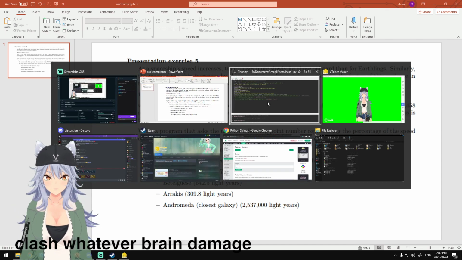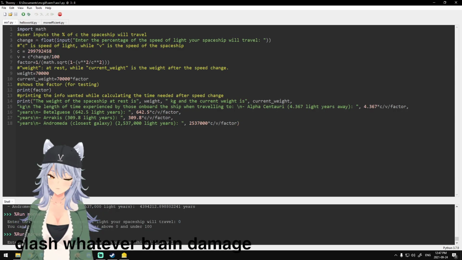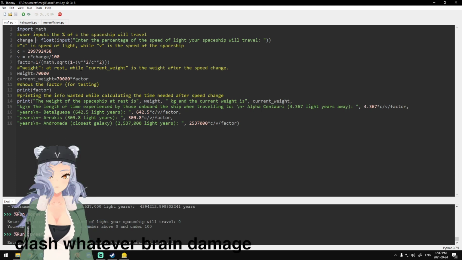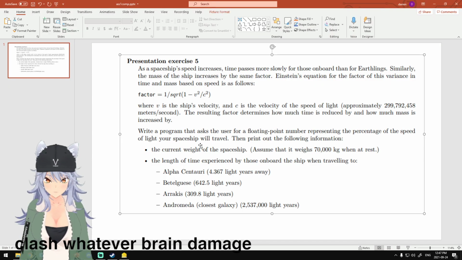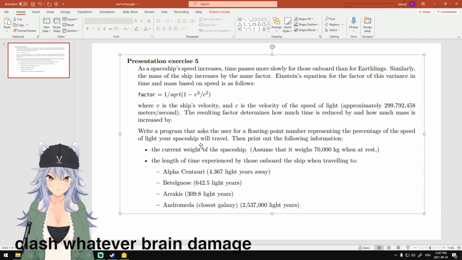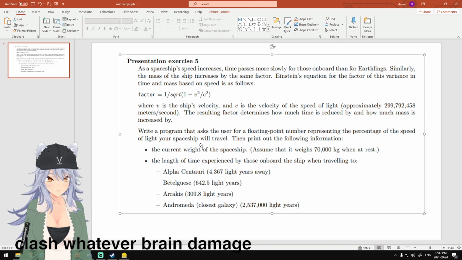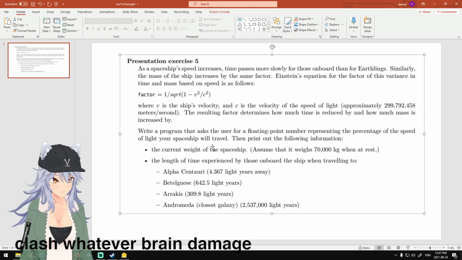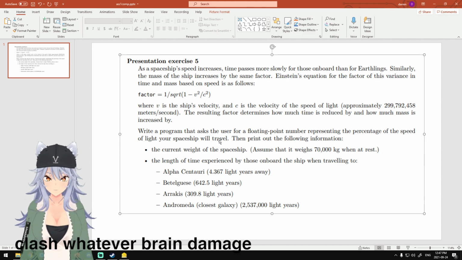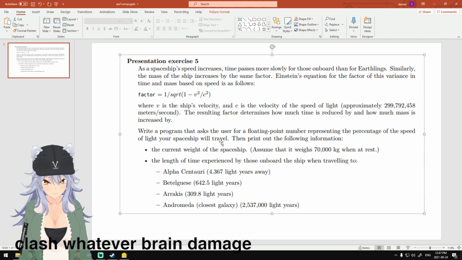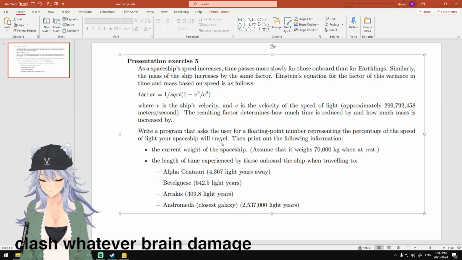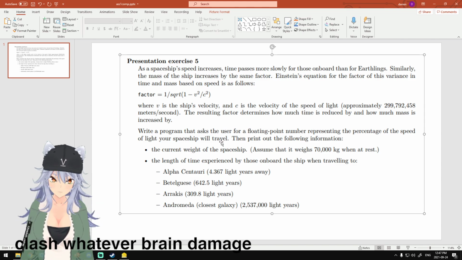All right, so let's start with step number one. Let's talk about what the program even does. The user inputs a percentage of the speed of light the spaceship will travel at, and then it will return the weight of the spaceship and the weight after the change in speed, because of time dilation, the weight of the ship will change if you're going at very fast speed.